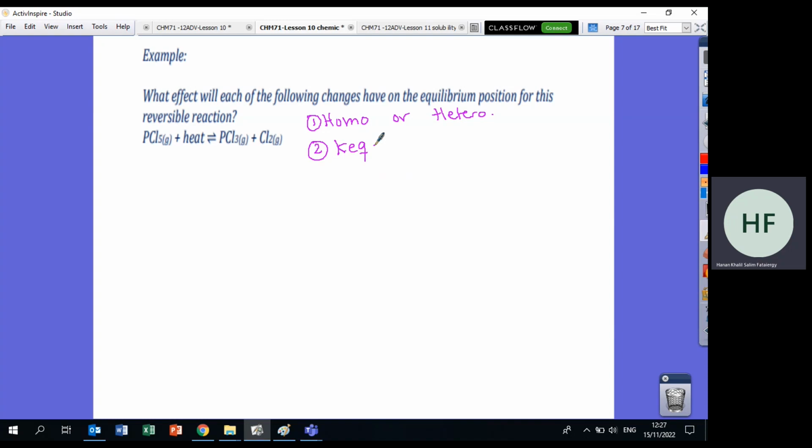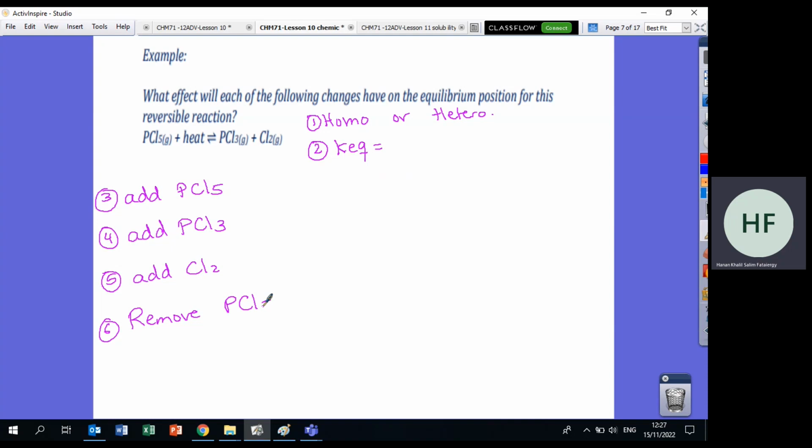Question number 2, write the Keq expression. Question number 3, what happens if I add PCl5? Number 4, what happens if I add PCl3? What happens if I add Cl2? What happens if I remove PCl5? What happens if I remove PCl3? What happens if I remove Cl2? This is all adding and removing reactants and products.